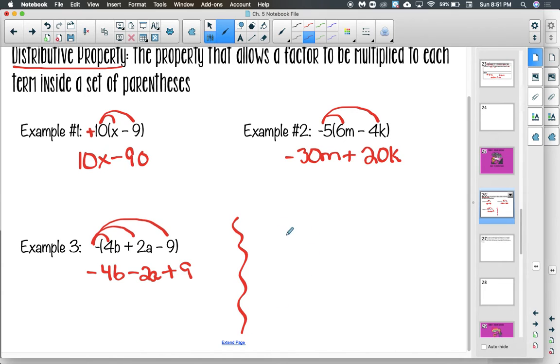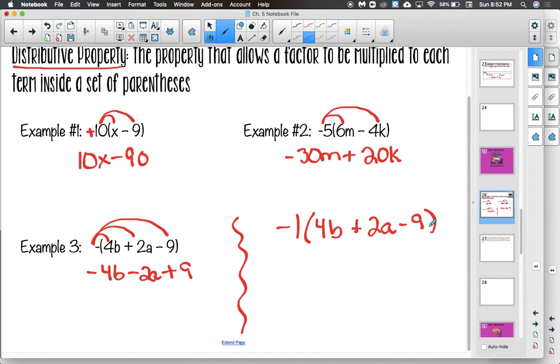There is another way to do this problem, and that way would be to use our multiplicative identity property. If you think back to the videos in 5.3, the multiplicative identity property says we can multiply anything by 1 and we will not change the product. So what we can do here is rewrite this problem, and after that negative sign, we can put a 1, and then the quantity of 4b plus 2a minus 9.